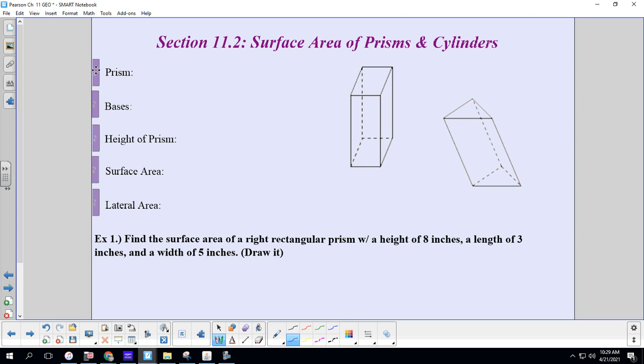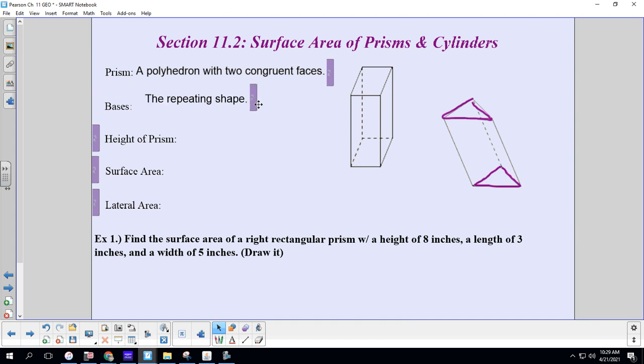Please write this down. A prism is a polyhedron with two congruent faces. So if you look at this one right here, the two congruent faces for this guy are this triangle in the front here and this triangle in the back here. They're both congruent. Bases are considered the repeating shape. So the two congruent faces are the bases of your shape.